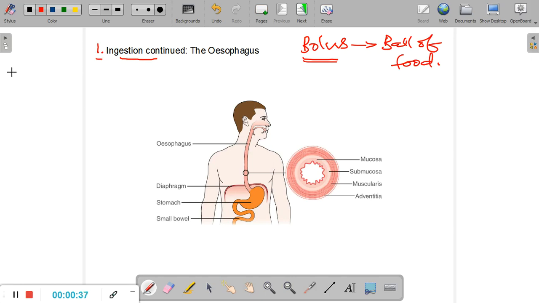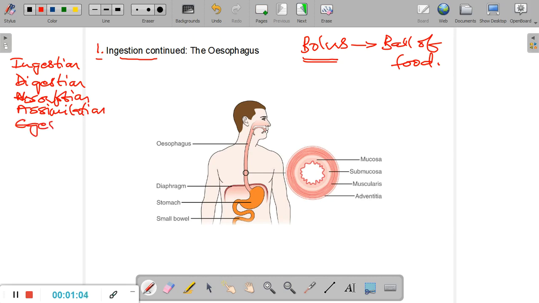Now we are going to continue understanding ingestion, which is the first step in nutrition in human beings. Let us recall again. There are 5 steps in nutrition in human beings. The first step is ingestion. The second is digestion. The third is absorption. The fourth is assimilation. And the last step is egestion. So today we'll finish off ingestion.